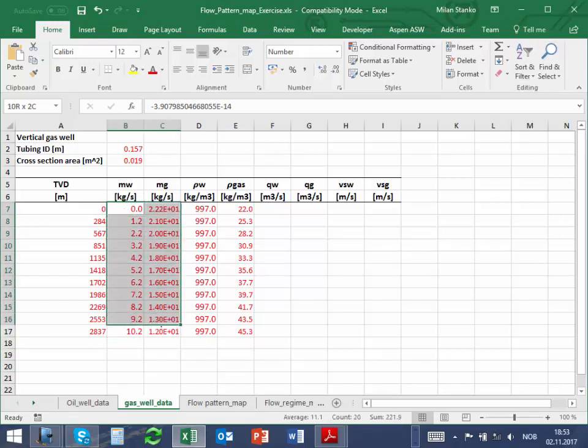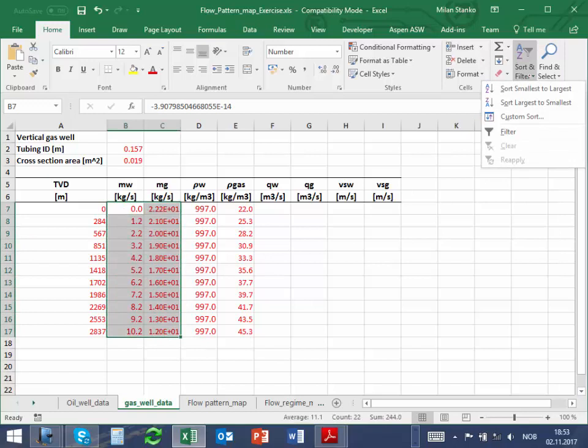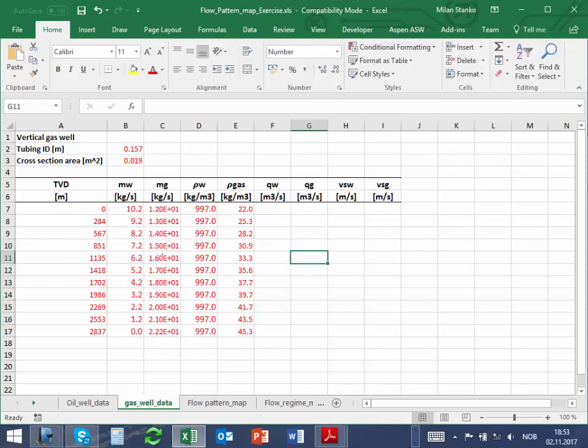Let me select here. So for doing that you go sort and filter, and you want to sort from smallest to largest. And it should, no, from largest to smallest, okay? Yes, because at the bottom of the tubing, you have very high pressure and all the water is in the gas phase. And then when you go up, when the pressure goes down, the water starts to drop out of the gas. And then you have less gas and more water.